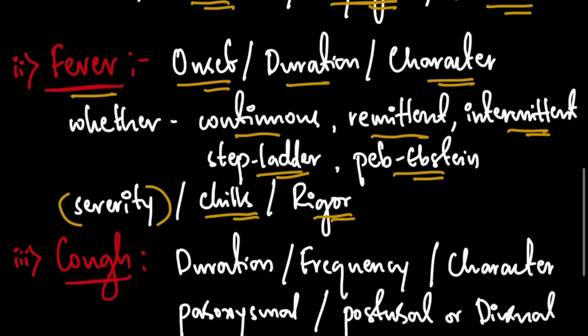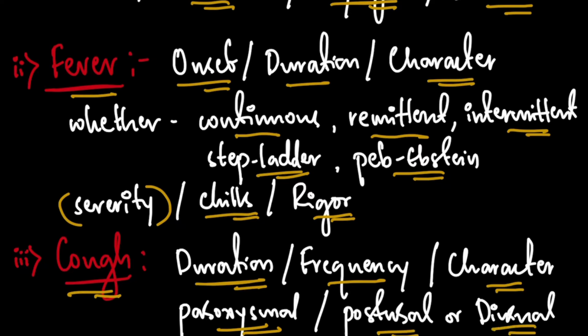The next symptom is cough. Again, we'll ask the same thing about the duration of the cough, frequency, the character of the cough, whether it was barking type, and whether it was paroxysmal, and whether it had any postural or diurnal variation. The next symptom is vomiting. Again, we'll ask about the duration of the vomiting, how frequent it was, and what was the severity, and whether the vomiting was associated with fever, headache, altered consciousness, abdominal distension, constipation or diarrhea.